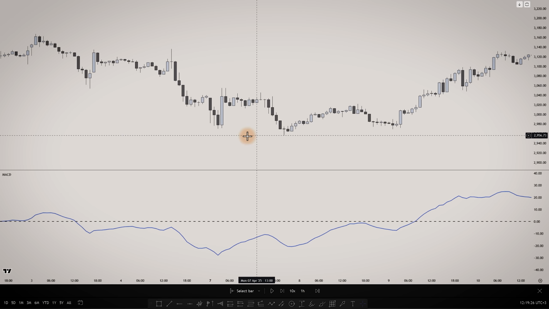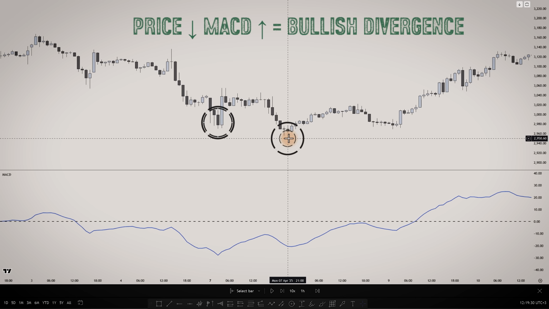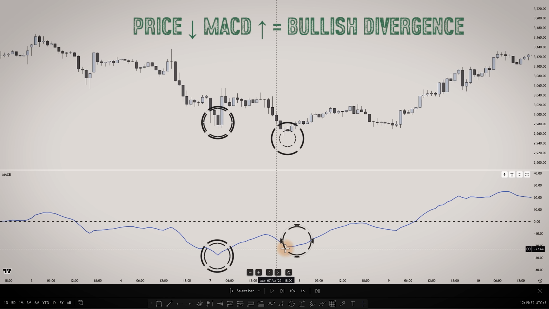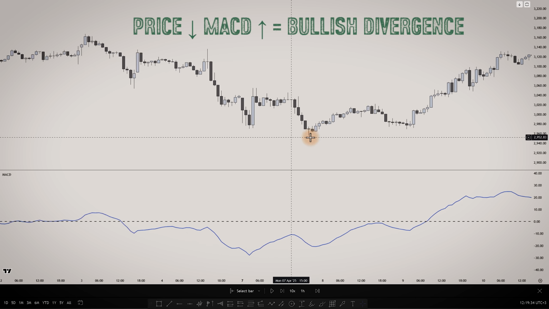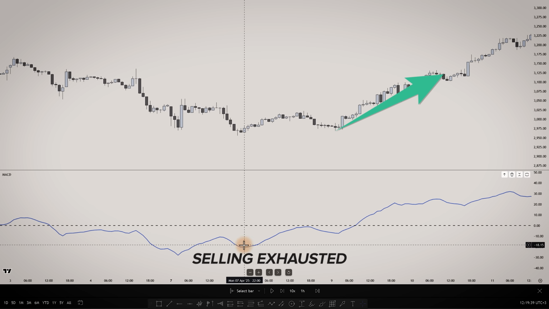The opposite works for bullish divergence. Price makes a lower low, but MACD makes a higher low. That's a bottom forming. The selling is exhausted, even though price is still falling.